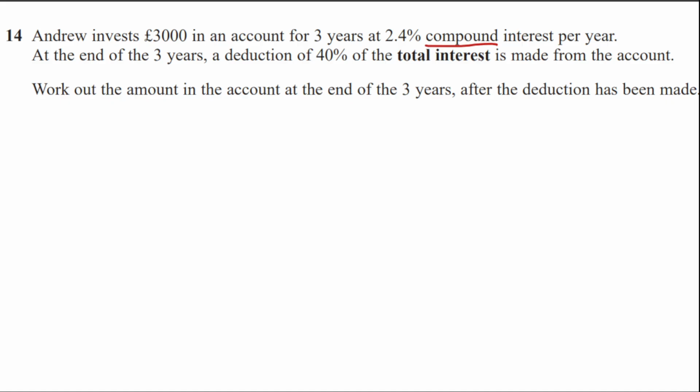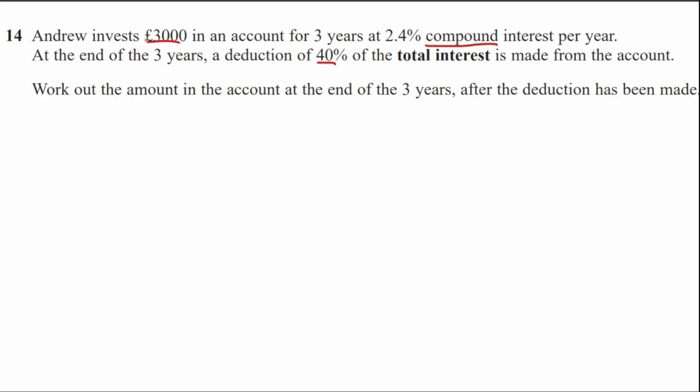That's a very nice question. So to make you understand this, we will first need to know how much profit he got, how much interest he got in these 3 years. And then we will add that to the 3,000. Before we add it, we will take away 40% of the interest.